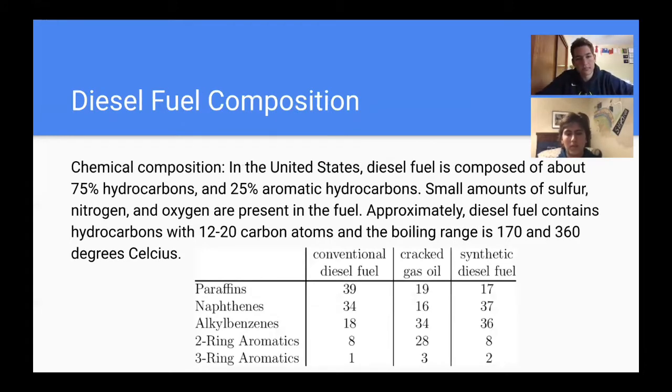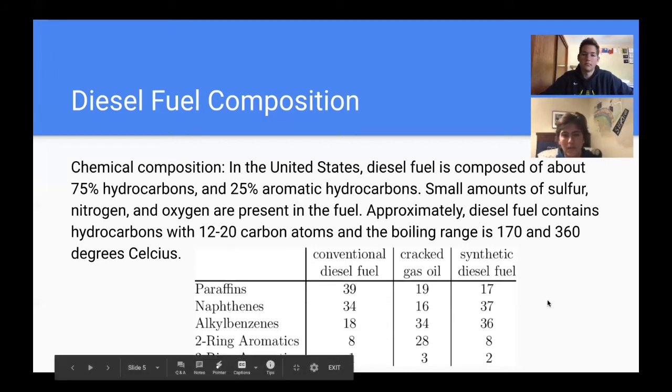Diesel fuel is composed of about 75% hydrocarbons and around 25% aromatic hydrocarbons. Small amounts of sulfur, nitrogen, and oxygen are present in the fuel. Approximately, diesel contains 12 to 20 carbons per hydrocarbon and has a boiling range between 170 and 360 degrees Celsius.